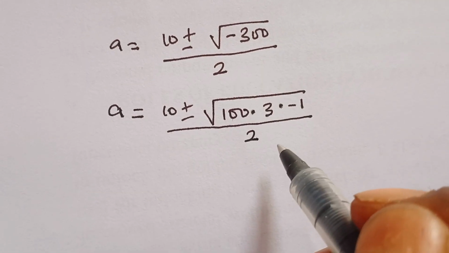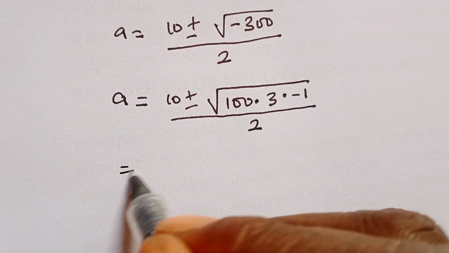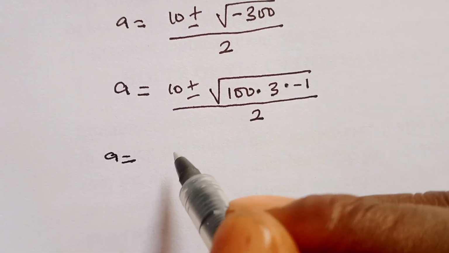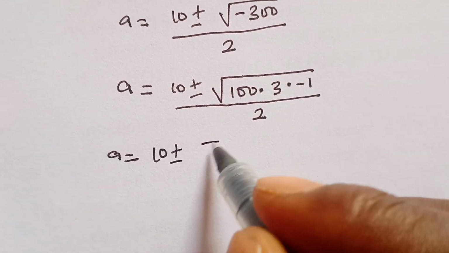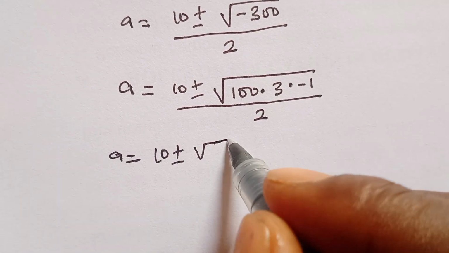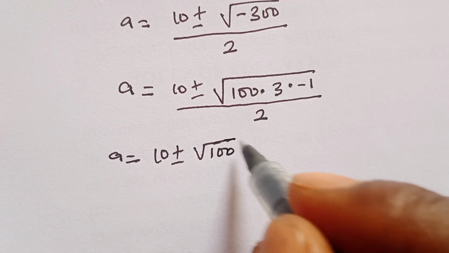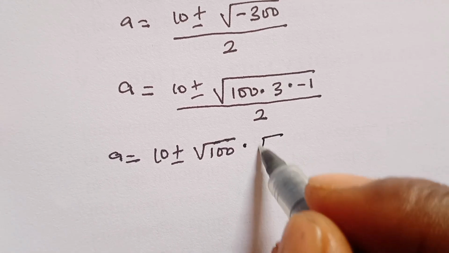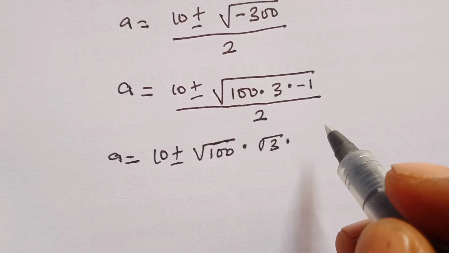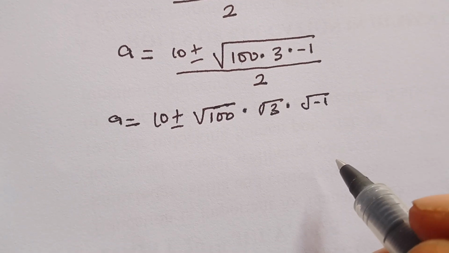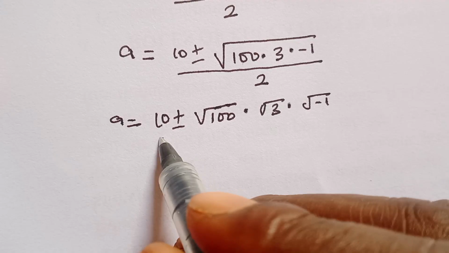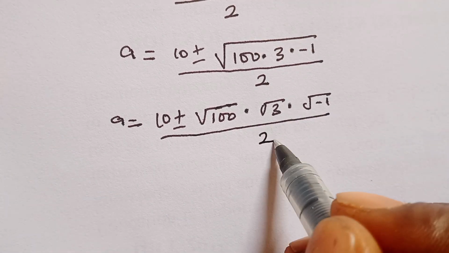So with this, I can simply use the principle of roots, that says if you have square root of ab, you can write it as square root of a multiplied by square root of b. So that's what I want to apply here. That will mean square root of 100 times square root of 3, then times square root of minus 1, everything divided by 2.